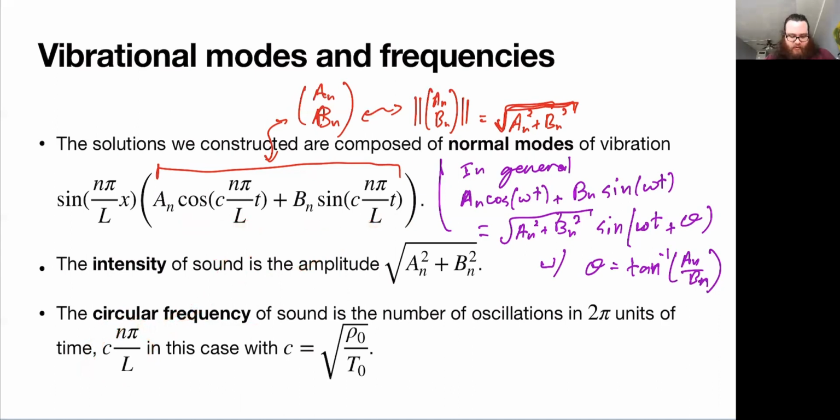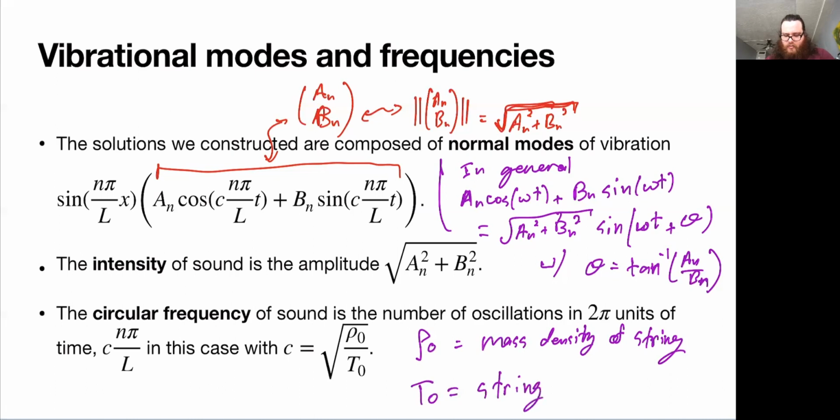Keep in mind this constant c showed up in the derivation of the wave equation, where rho naught is the mass density of the string, and T naught is the string tension, both of which we usually just assume are constant.